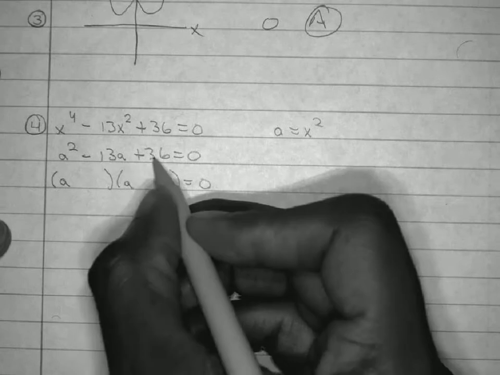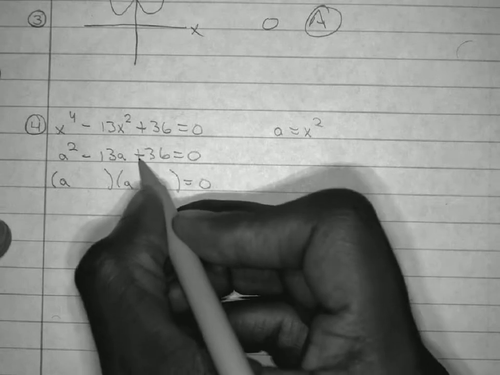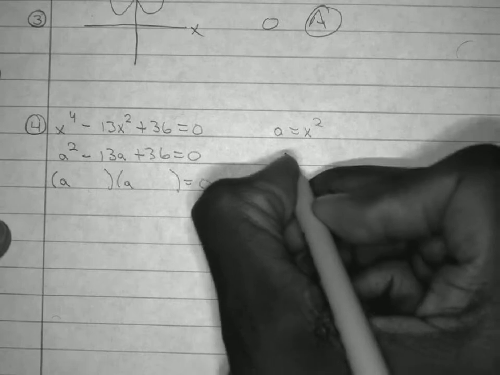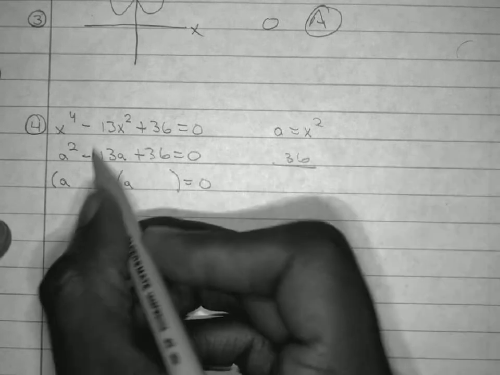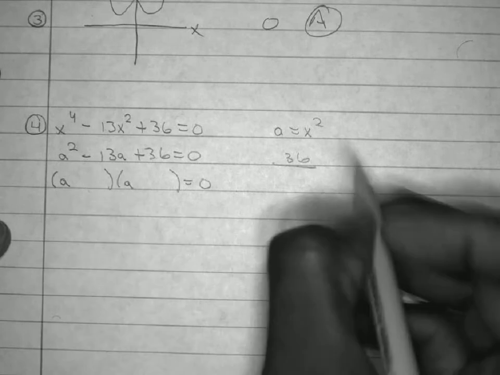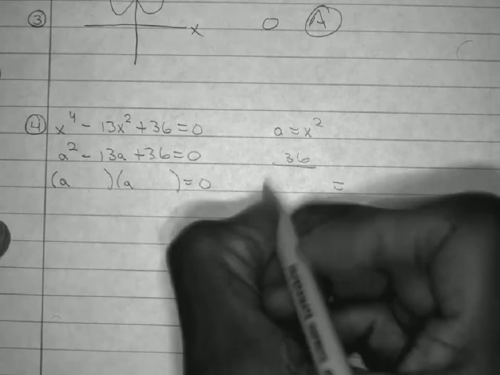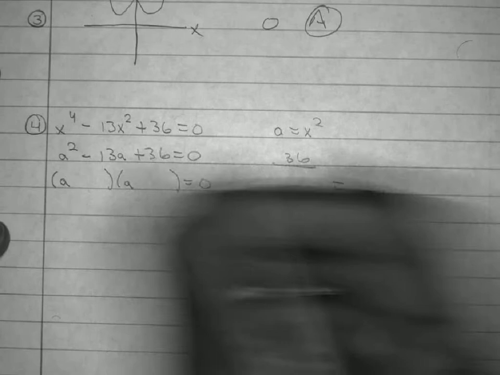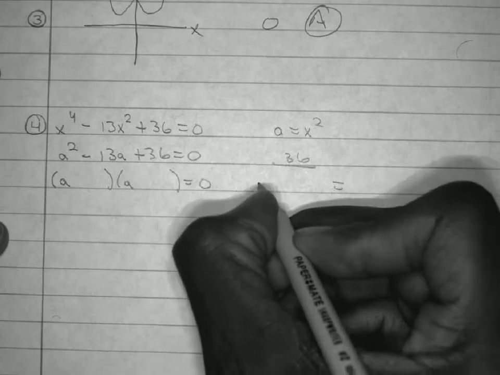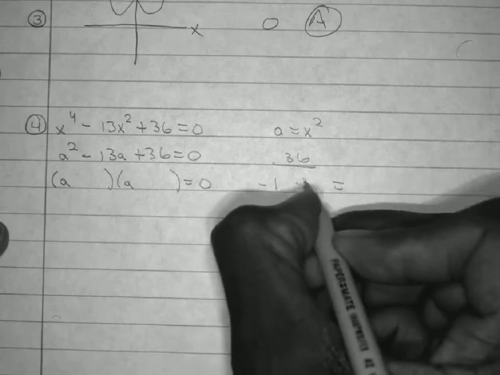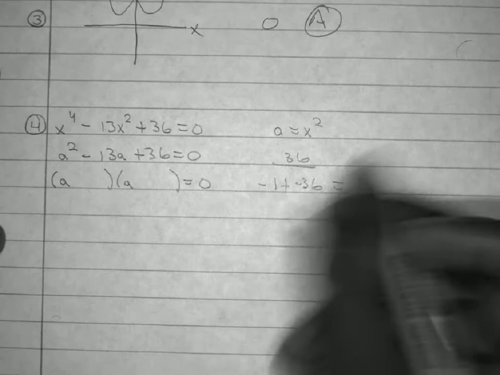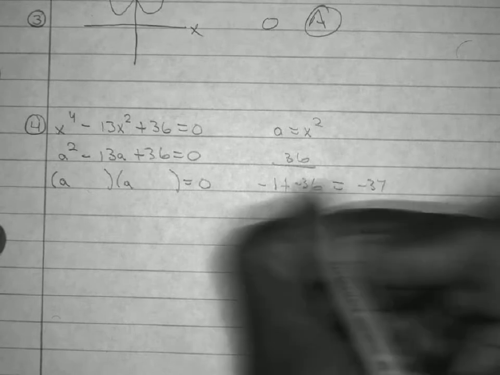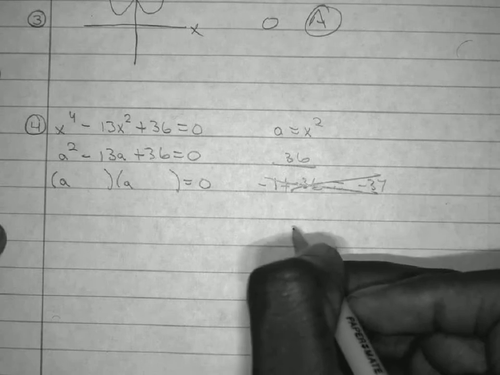So I say, what two numbers multiply to give me positive 36? Okay, so I'm going to put this off to the side. Two numbers multiply to give me positive 36, add to give me negative 13. Okay, so let's see, they've got to be negative. So let's say negative 1 and negative 36. Now that's just ridiculous, right? Because if I add those, it's negative 37. Alright, not going to work.